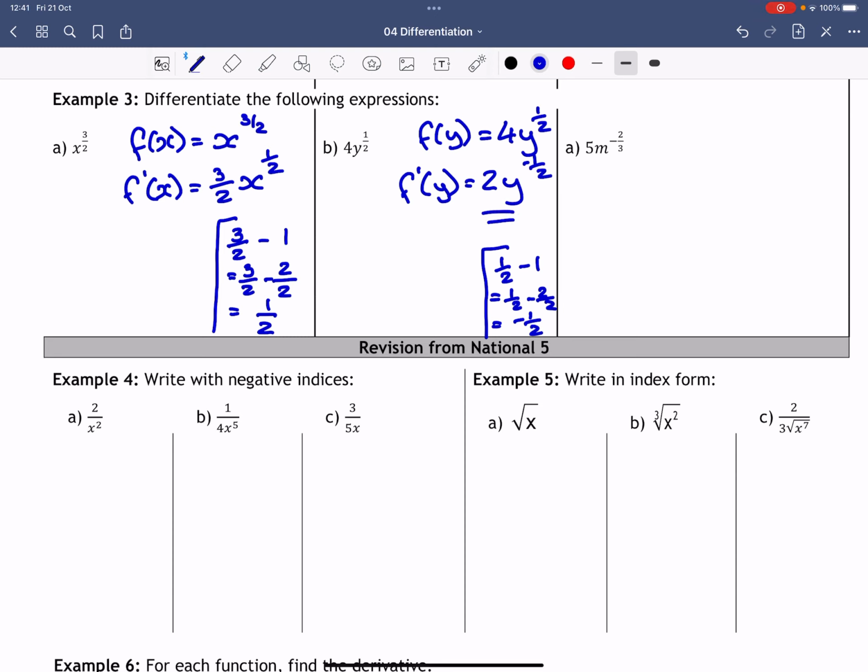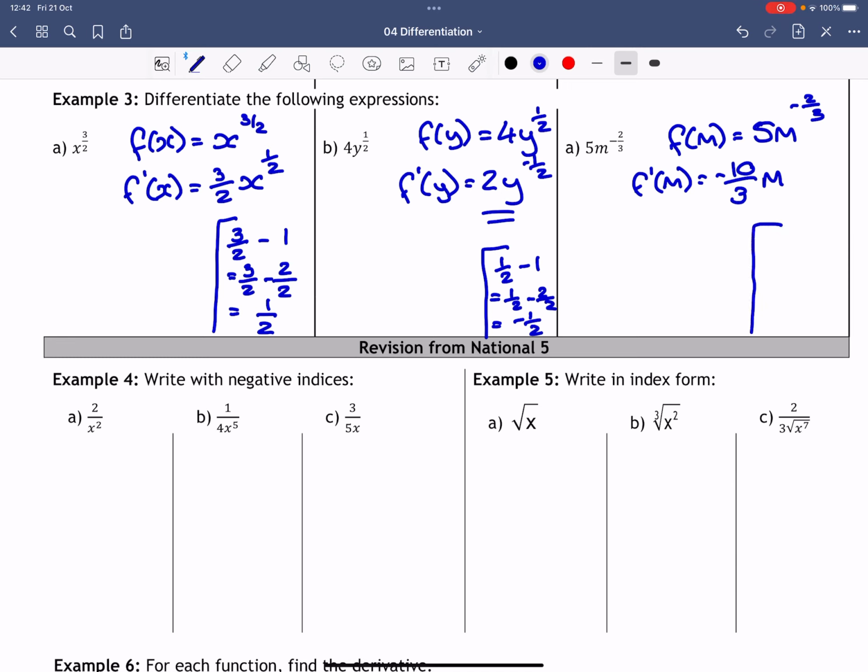And the last one, we have f of, and we'll call it m, equals 5m to the power of -2/3. So again, we'll go ahead and differentiate that. So f dashed m will be 5 times -2/3, which is -10/3, m to the power of, and then we have -2/3 take away 1.